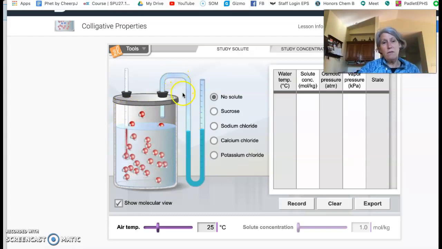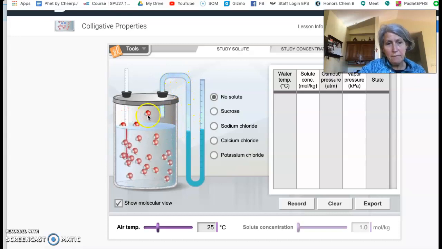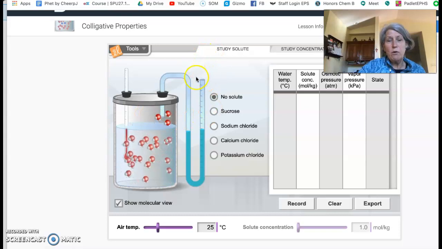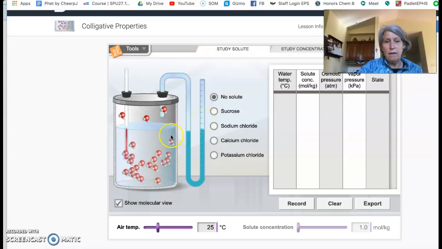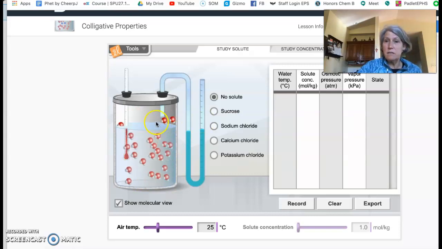And you can see here that we have the pressure of the container, the vapor pressure, and we have an open manometer tube that would be measuring atmospheric pressure. I have no solute in here, so this is just pure solvent. It's pure water, and it's measuring its vapor pressure.